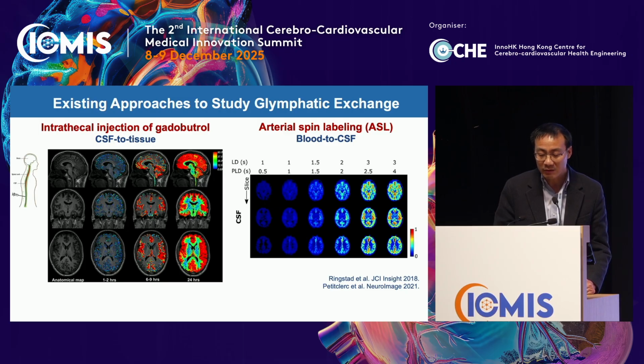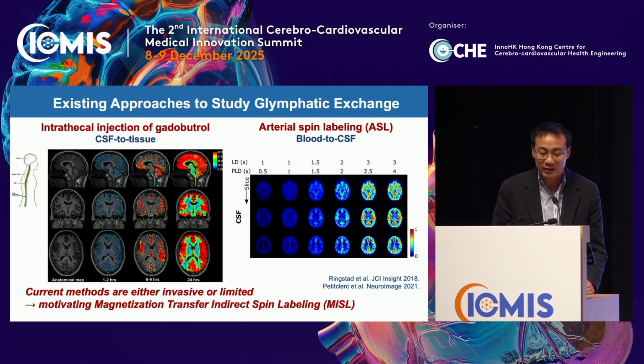There's another method based on the arterial spin labeling approach. In this method, we look at the blood to CSF flow. Of course, this is still not the ISF CSF exchange process. Also, because the blood to CSF flow is a very slow process, the signal is extremely small. Therefore, both methods are not really ideal for glymphatic system function assessment.